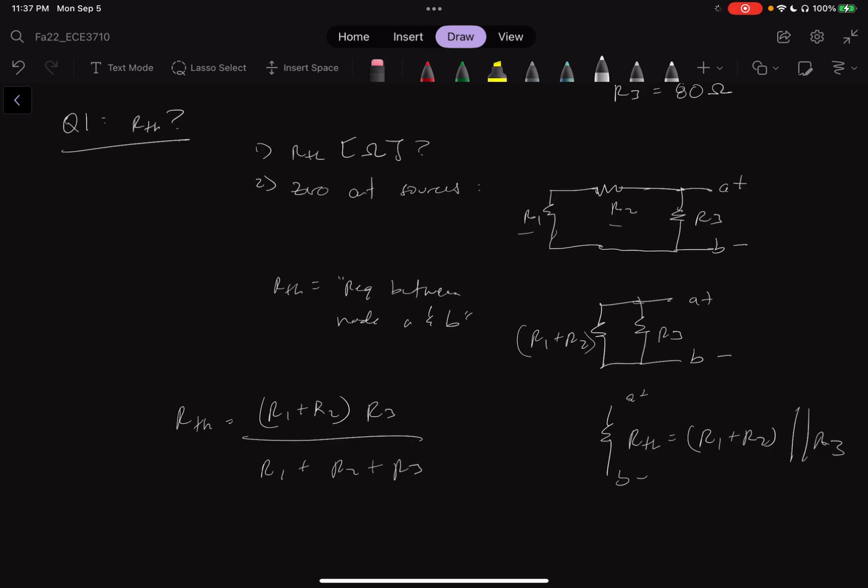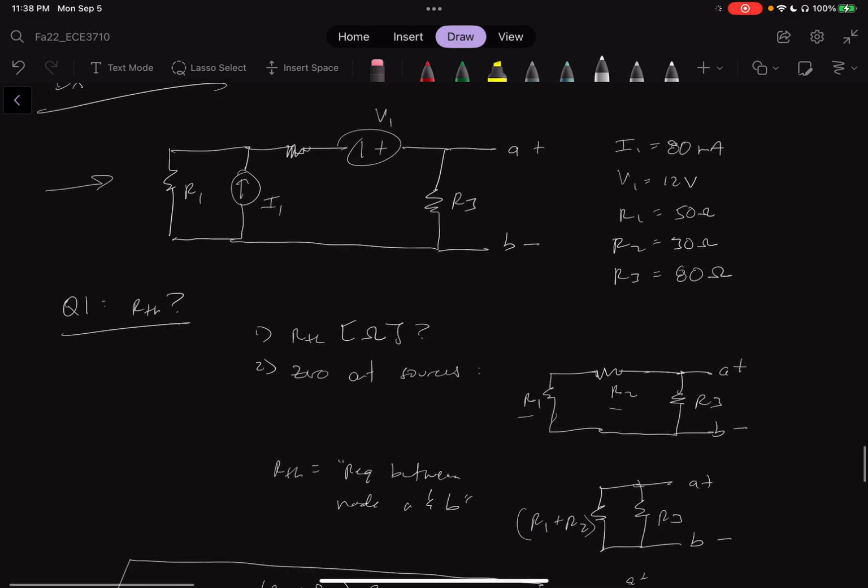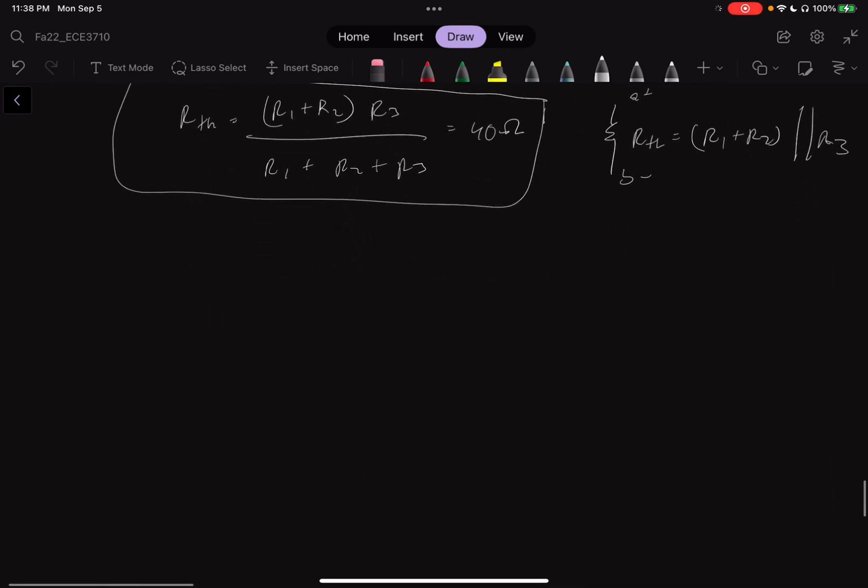And that will give you 40 ohms. Ta-da! Cool. Next. So, in this circuit, R Thevenin is equal to 40 ohms. We zeroed out our sources. We found the equivalent resistance between nodes A and B. Next question. Question number 2. What is ISC?